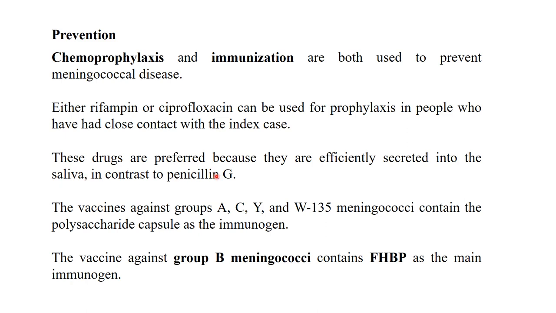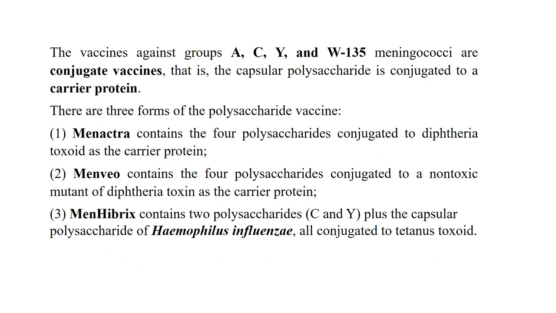The vaccine against group A, C, Y, and W135 meningococci contains the polysaccharide capsules as the immunogen, while the vaccine against the group B meningococci contains FHBP as the main immunogen. The vaccines against group A, C, Y, and W135 meningococci are conjugate vaccines. That is, the capsular polysaccharide is conjugated to a carrier protein.